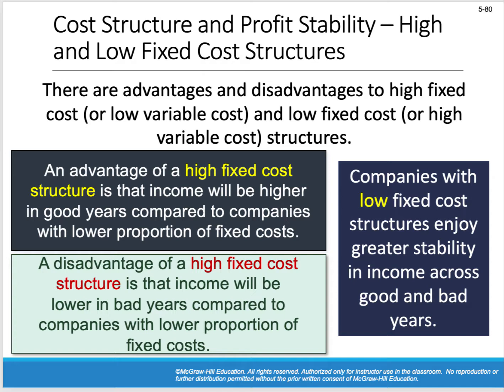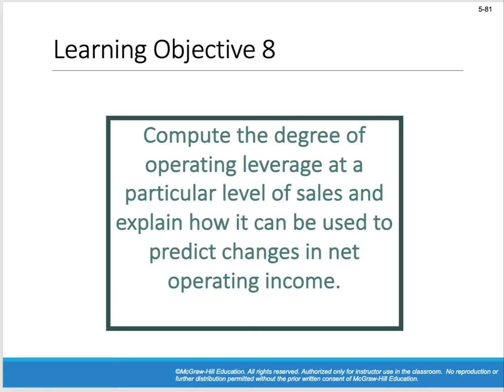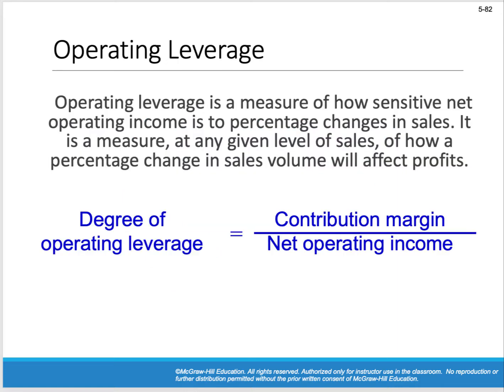Now, companies with a low fixed cost structure enjoy greater stability in income across good and bad years. So if we're looking for continuity, if we have a cost structure that is lower in fixed costs, we're going to have stability in income across the good and bad years. Now let's look at the degree of operating leverage. Let's define what it is and let's see how we calculate that.